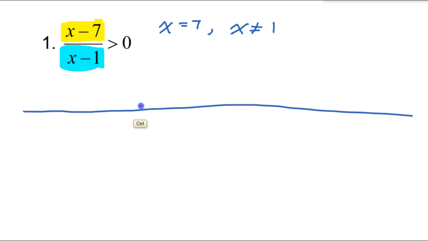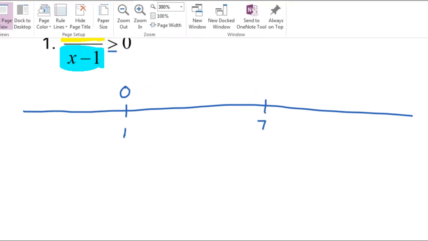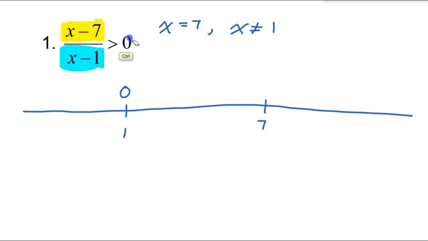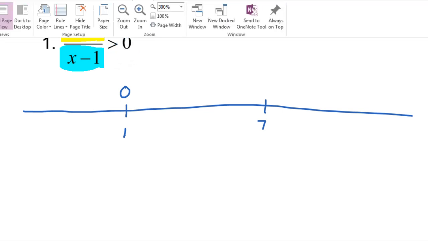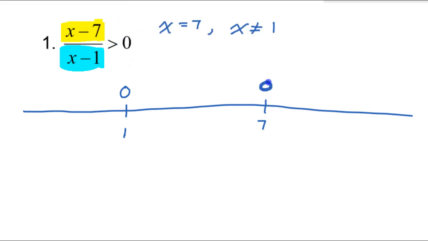So these are my two critical values. Okay, so here I go. So here's 1, and here is 7. So the illegal value, x cannot equal 1, that's going to be an open circle no matter what. The other one depends on whether or not there's an or equal to sign here. So since I just want values that are greater than 0 but not equal to 0, this one will actually be an open circle as well.